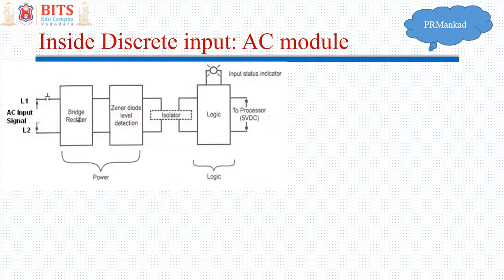And then that logic is read by the CPU and stored in an input status file. Likewise, all the inputs are read and the input status file is updated. Once all inputs are read, they are passed on to the program cycle. Then the program scan, that means program execution, begins, and accordingly outputs are updated.